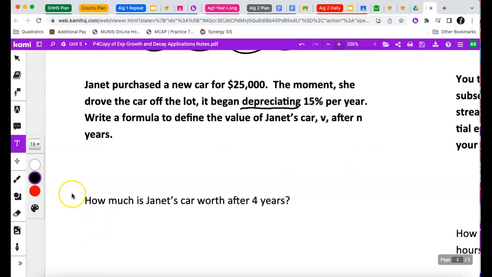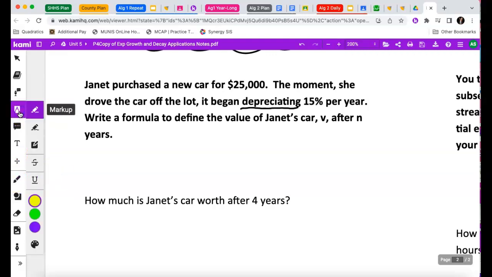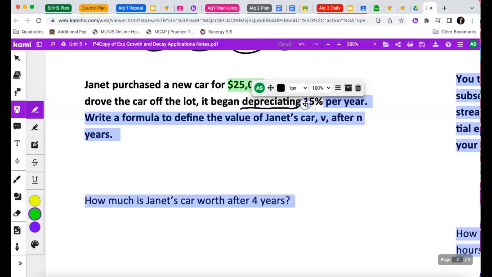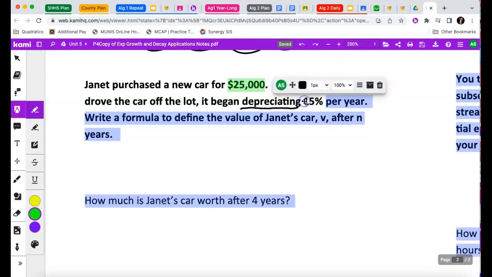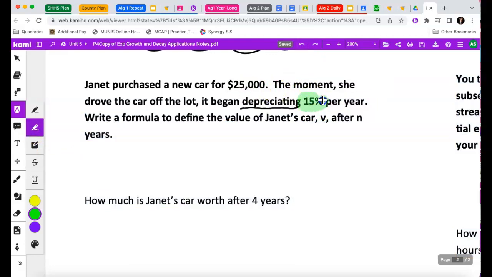Sometimes it's measured in other ways. All right, so Janet purchased a new car for $25,000. The moment she drove it off the lot, it began depreciating, which means decreasing, 15% per year. So I'm going to highlight a couple of different things. So we started out, we bought the car for $25,000 and it's decreasing at 15% per year. Why is it not letting me highlight just that 15? There we go.